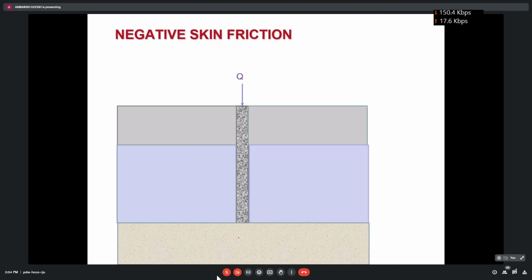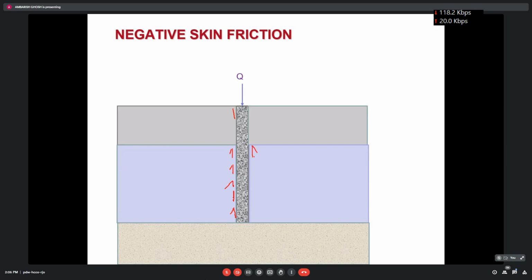Negative skin friction. You see, in the earlier case, we had the friction in the upward direction here, isn't it? Because the pile was moving down, so we have the upward friction trying to hold the pile in position.